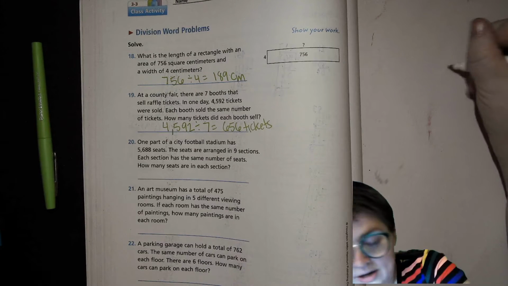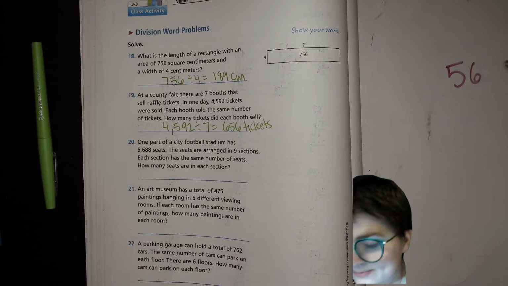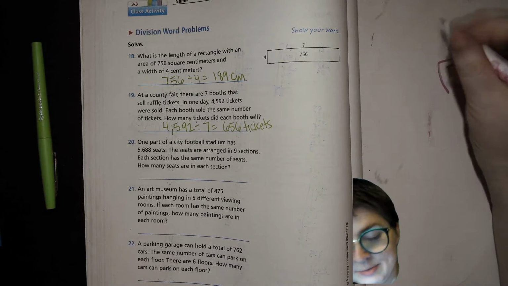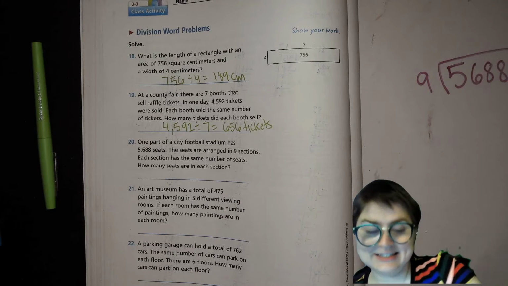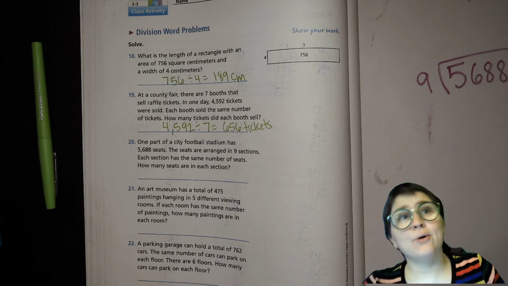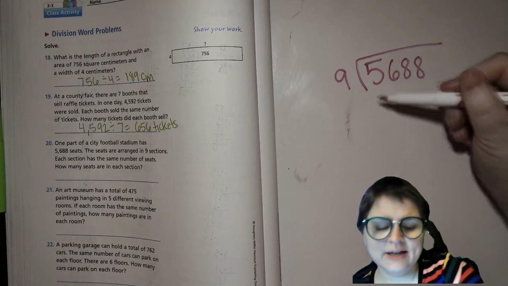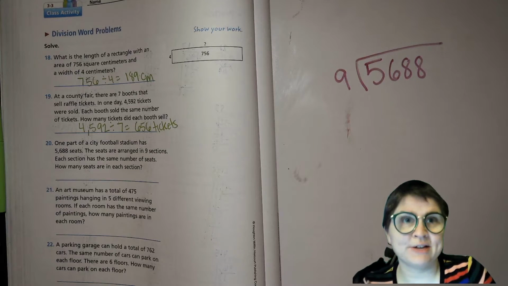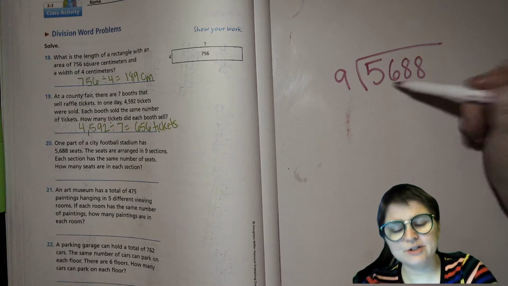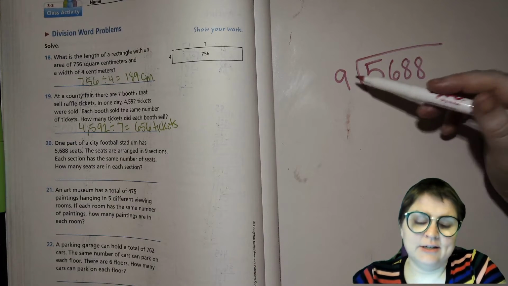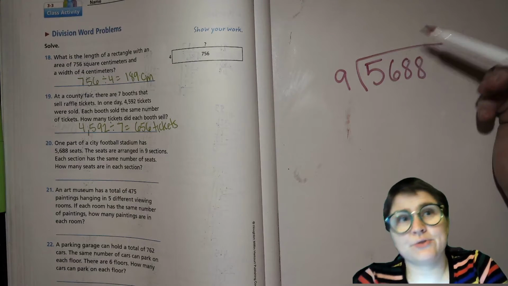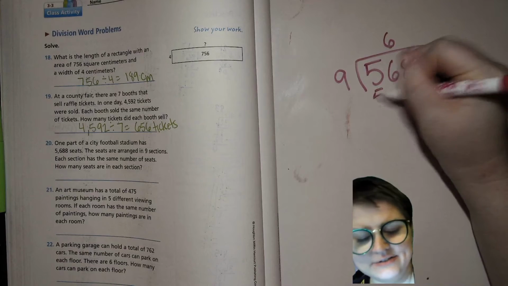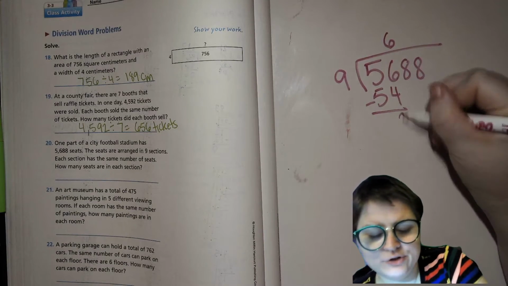So we have our dividend, the number getting divided, and then our divisor, the number of sections, and we're trying to figure out how many seats are in each section. Okay. If you have 5,000 of something and 9 boxes, can you put a full 1,000 in each box? No, you can put a full 1,000 in 5 boxes and then 4 are empty. So we'll move on to our hundreds. 9 times what gets us close to but not over 56? I'm thinking 6 because that's 54. And then we have 2 as our difference.